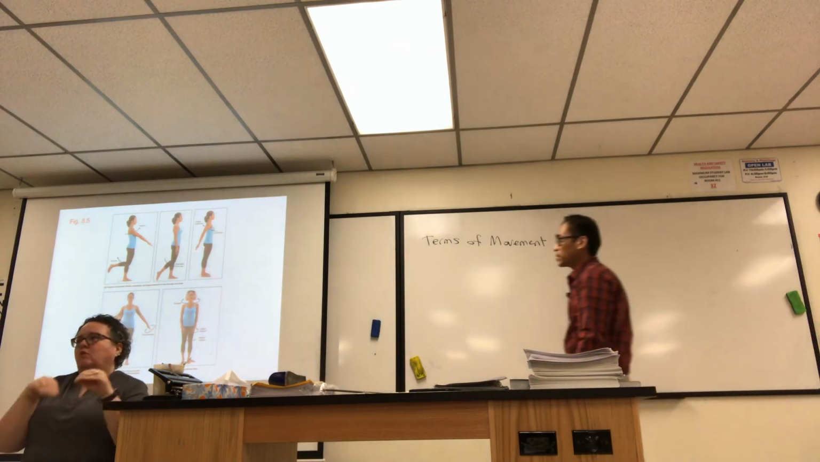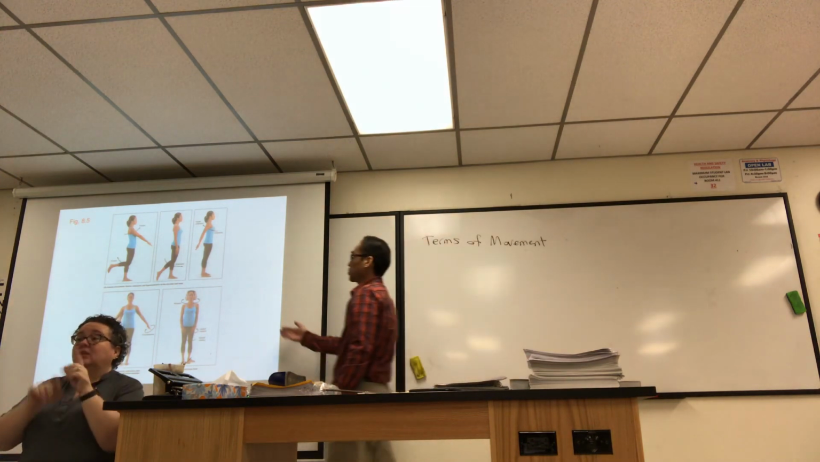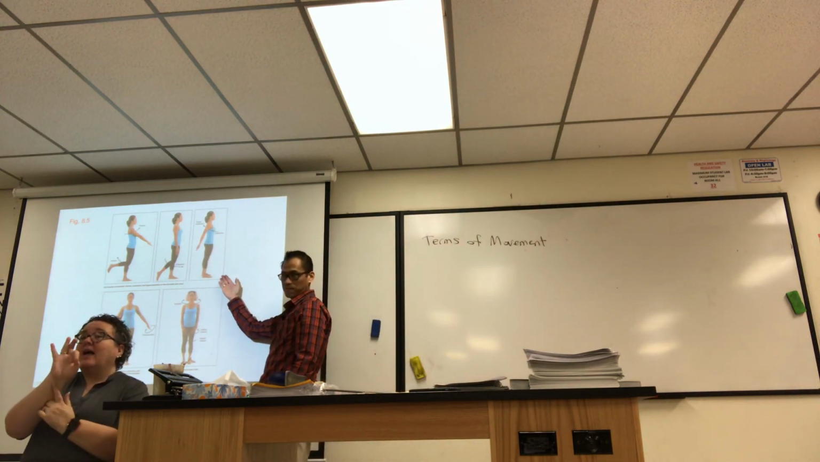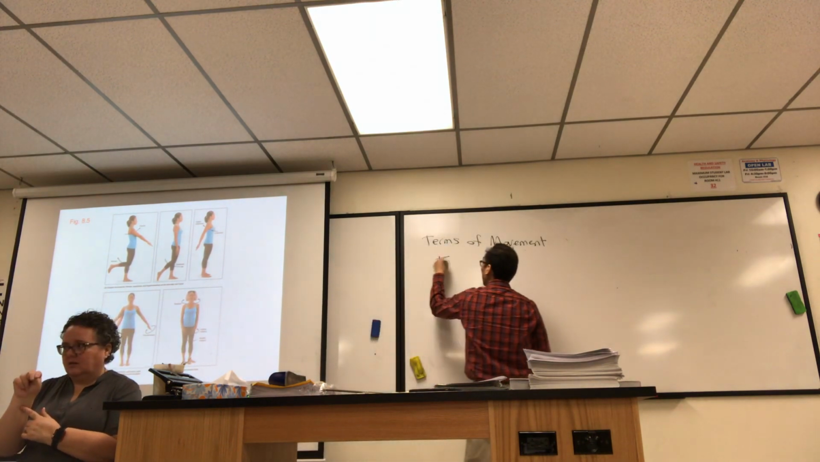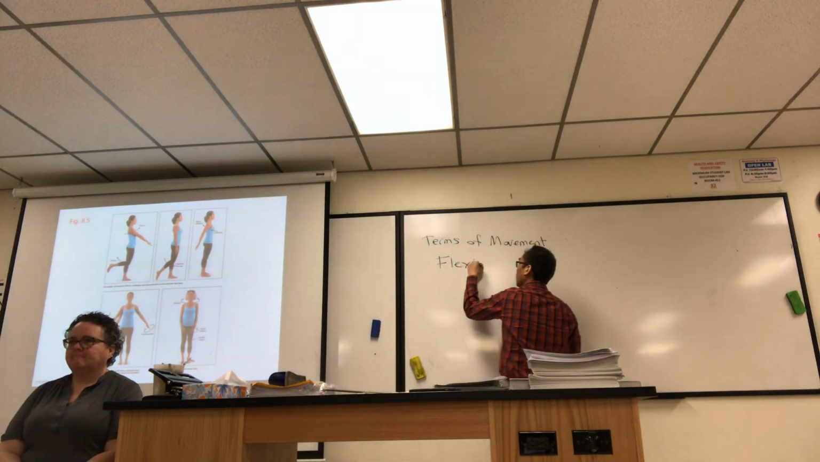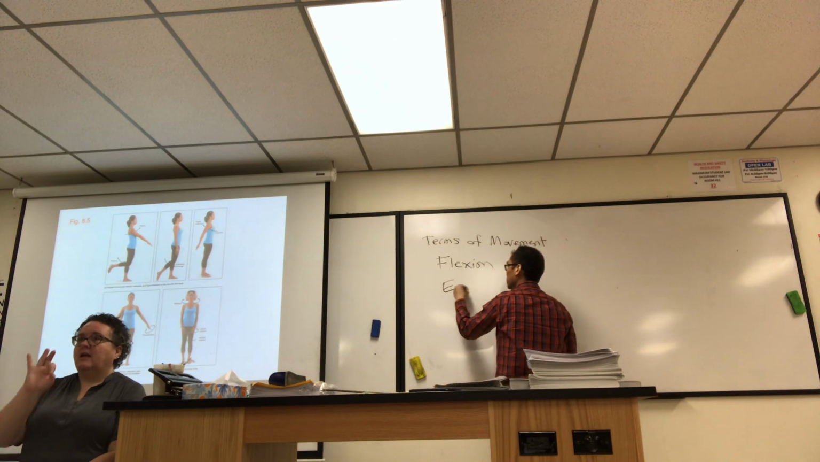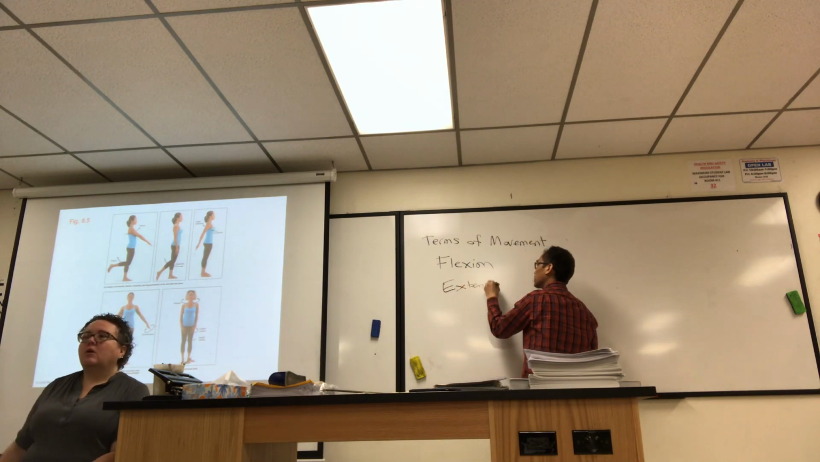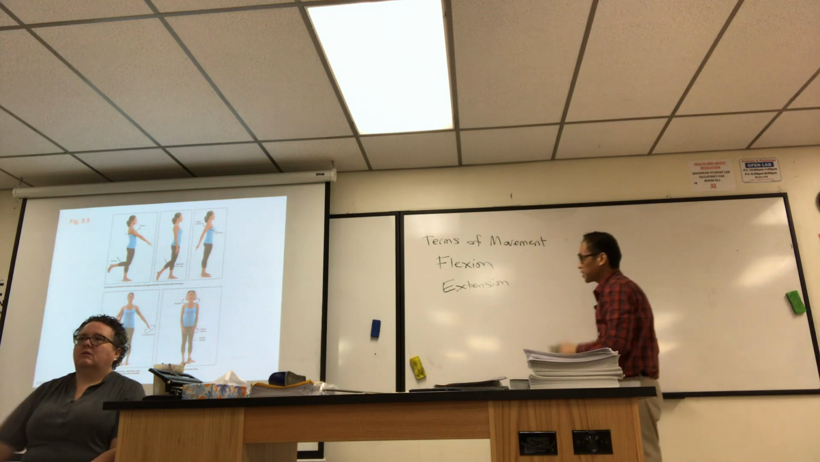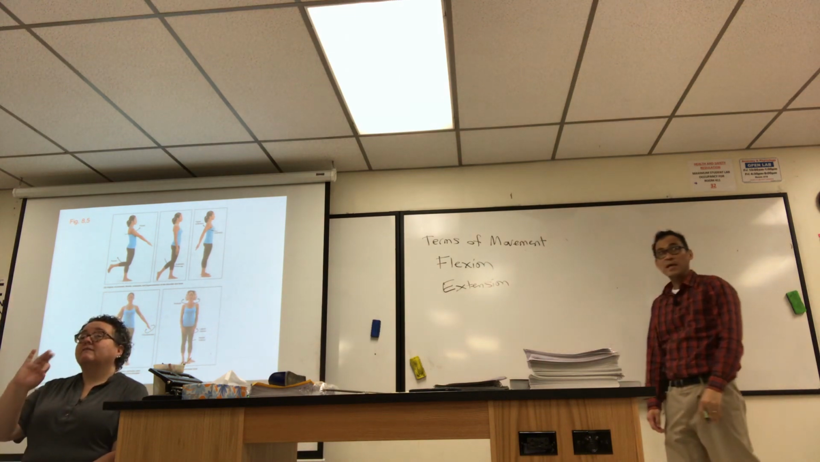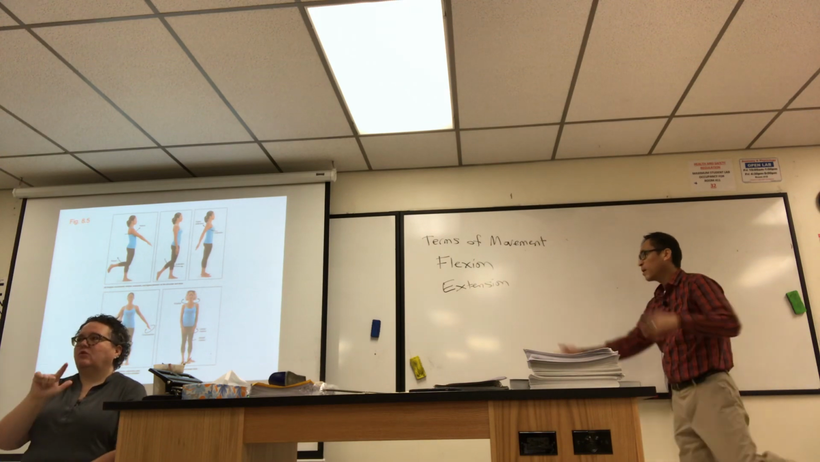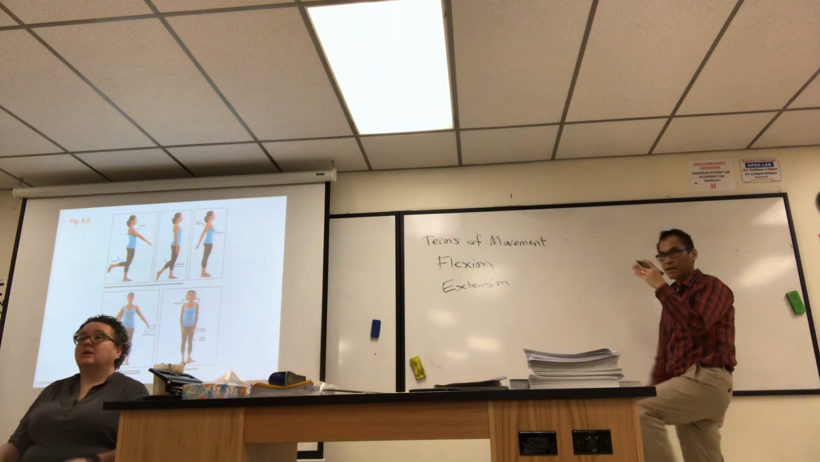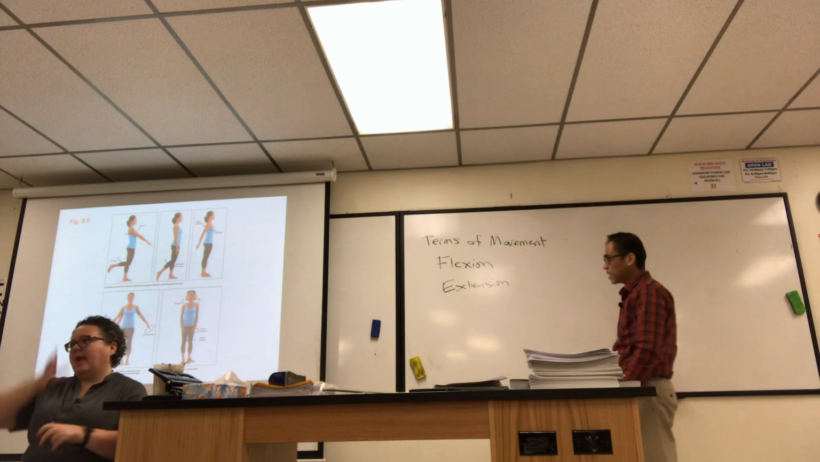So some of the basic terms here, this top picture is flexion extension. Flexion extension is movement in the sagittal plane. Okay, you're moving your limbs front and back. I call it the running man. Movement in the sagittal plane.